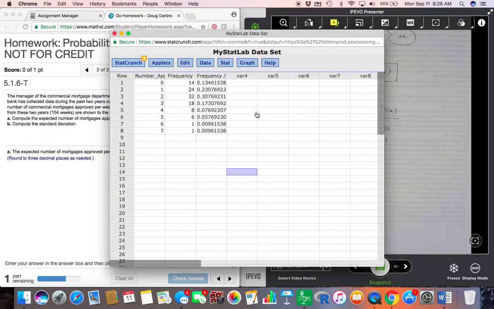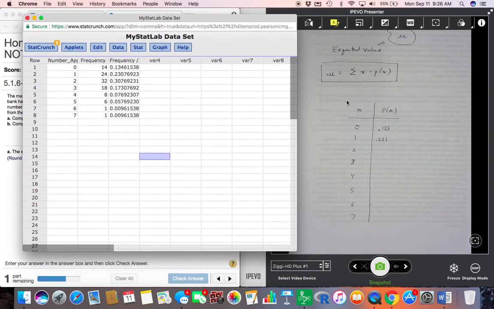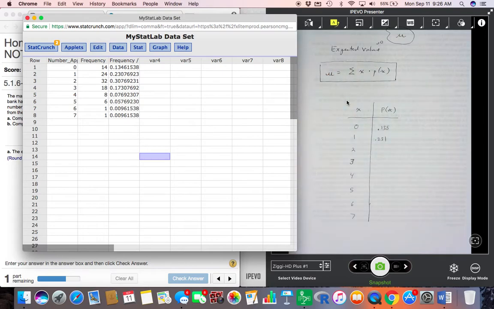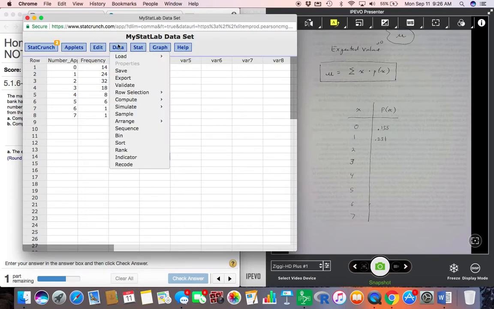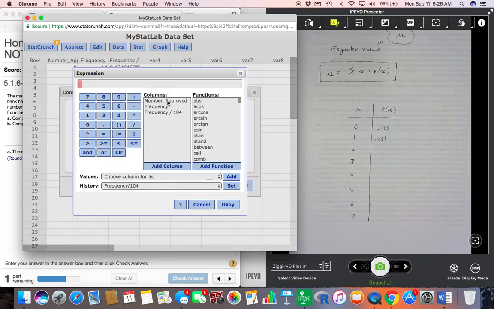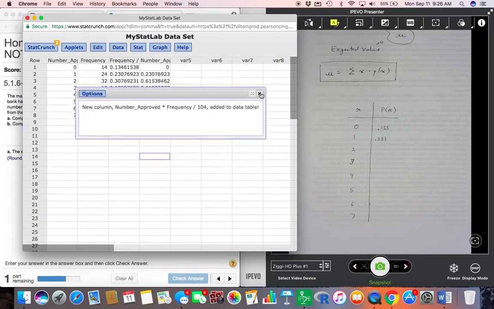Now the next thing I want to do is take the frequency times the number. Because again, going back to the formula right here, forget the sum part right now, we've got to create the value of x times its probability. So that's going to be taking what's in column 1 times what's in column 3, and I'll store it in variable 4. So what I can do here is go to Data, go to Compute, do a new expression. So I'm going to build it, and I'm going to take the first times the frequency. All right, hit OK, and then build it, and there's a new column.